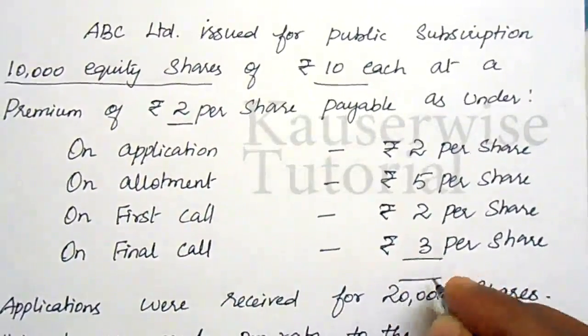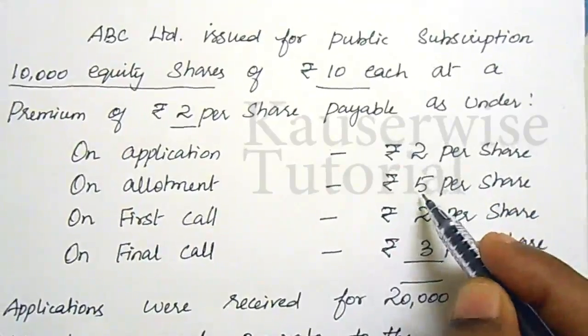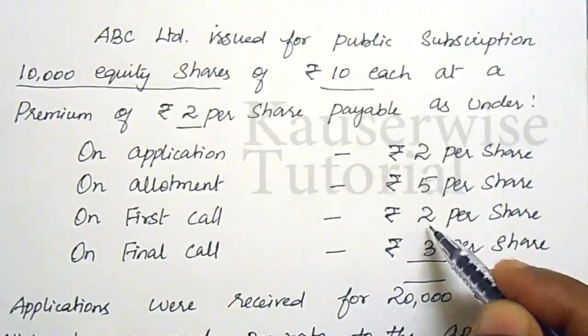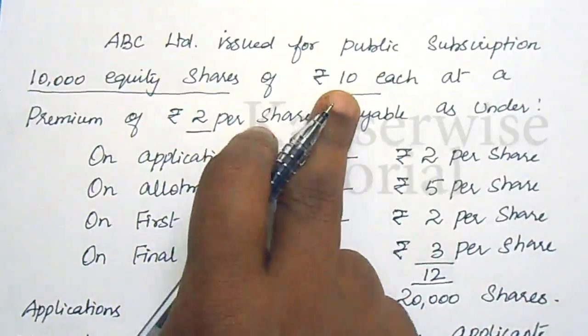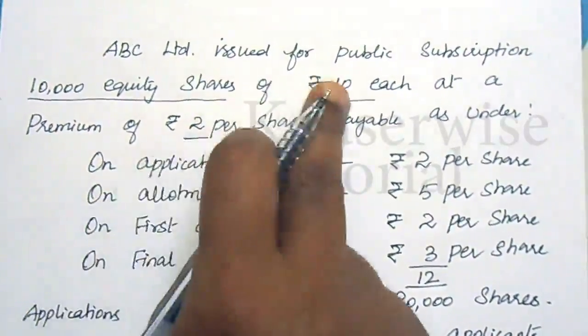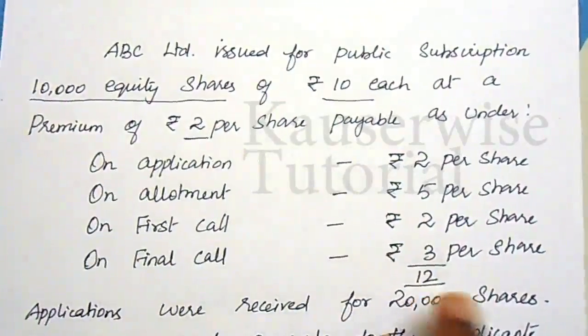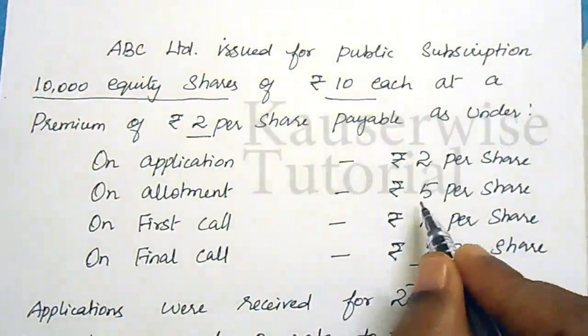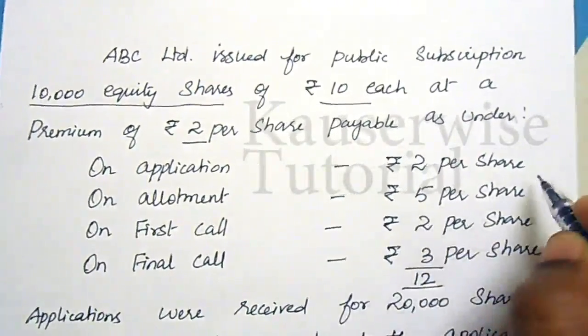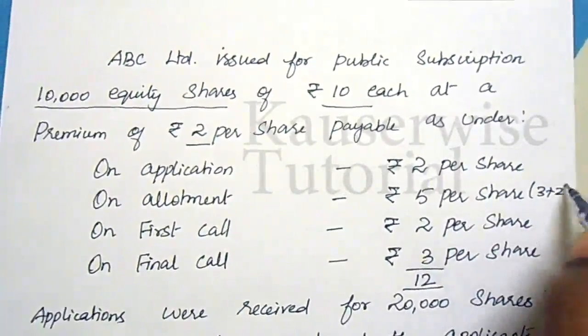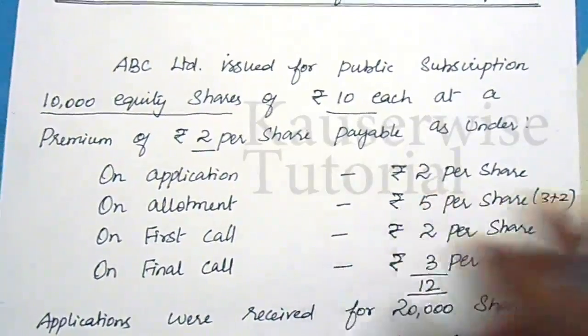Now get the total. 2 plus 5, 7. 7 plus 2, 9. 9 plus 3, 12. Okay, the face value of the share is 10 rupees and 2 rupees premium, total 12 rupees. That extra 2 rupees premium is adjusted towards allotment. So the actual allotment money is 3 rupees plus premium 2 rupees, so total 5 rupees.